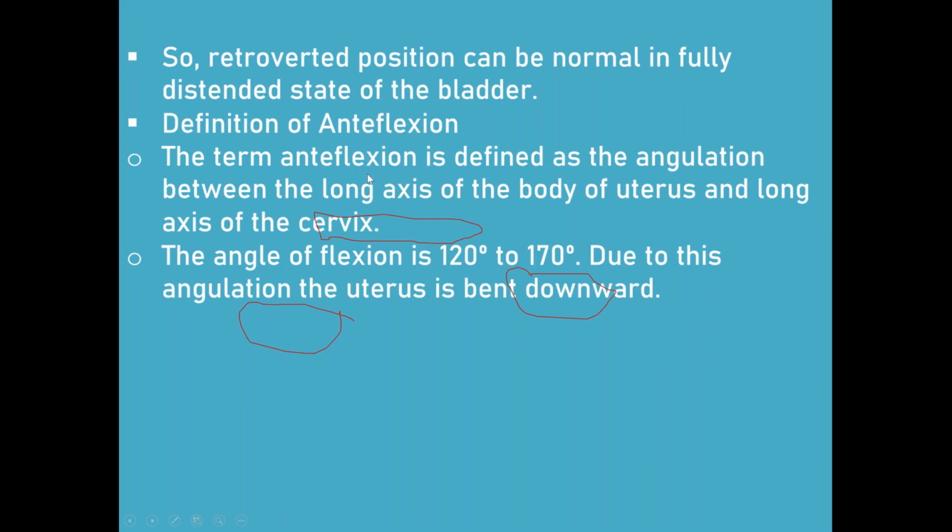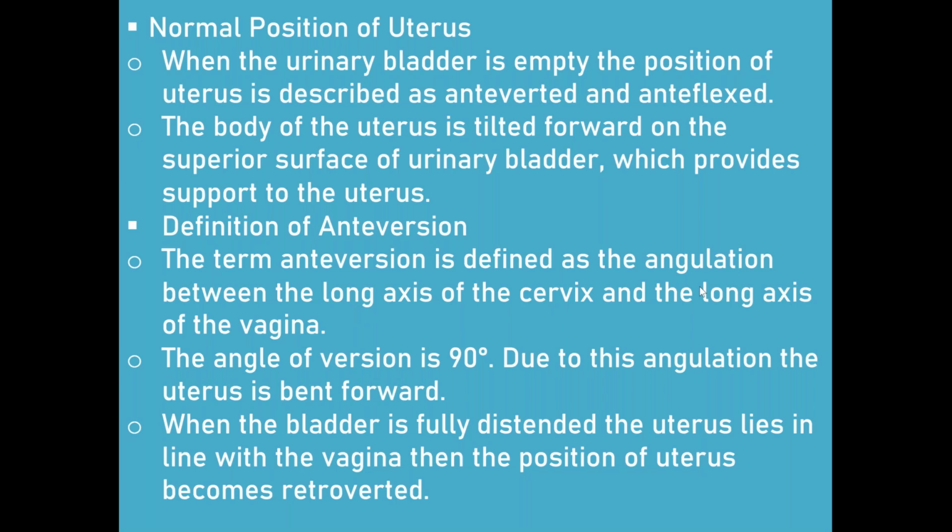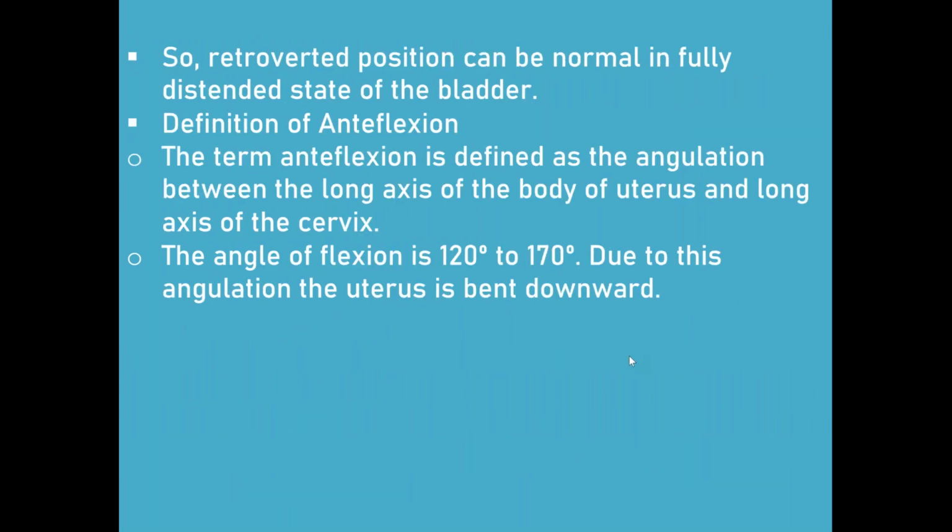So what do we mean by antiflexion? Antiflexion is the angulation between the long axis of the body of the uterus and the long axis of the cervix. So here is the difference. Antiversion is the angulation between the long axis of the cervix and the long axis of the vagina. This is antiverted, and antiflexion is the long axis of the uterus related to the cervix. So this is the difference between antiflexion and antiversion.